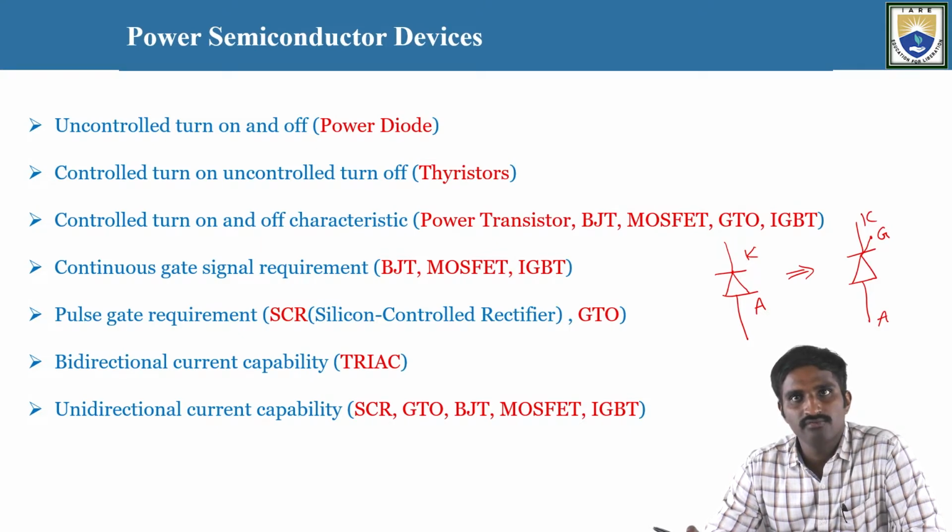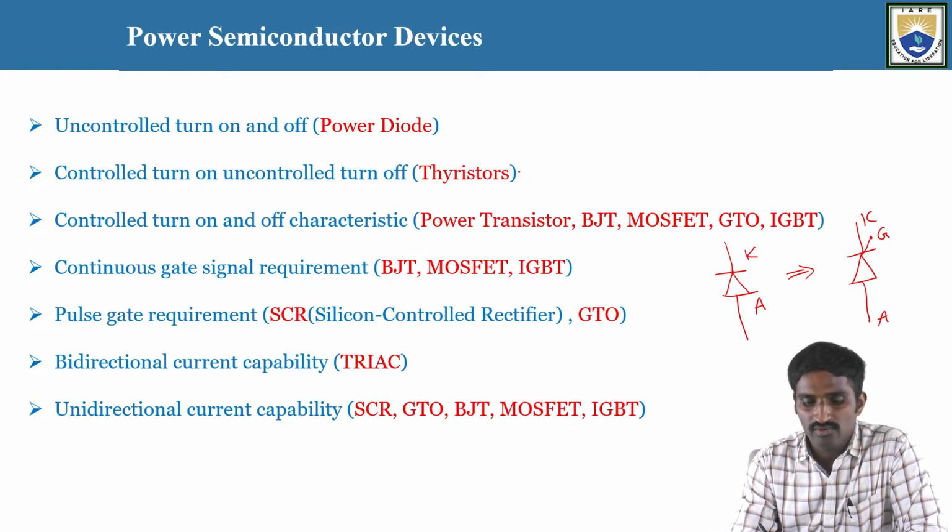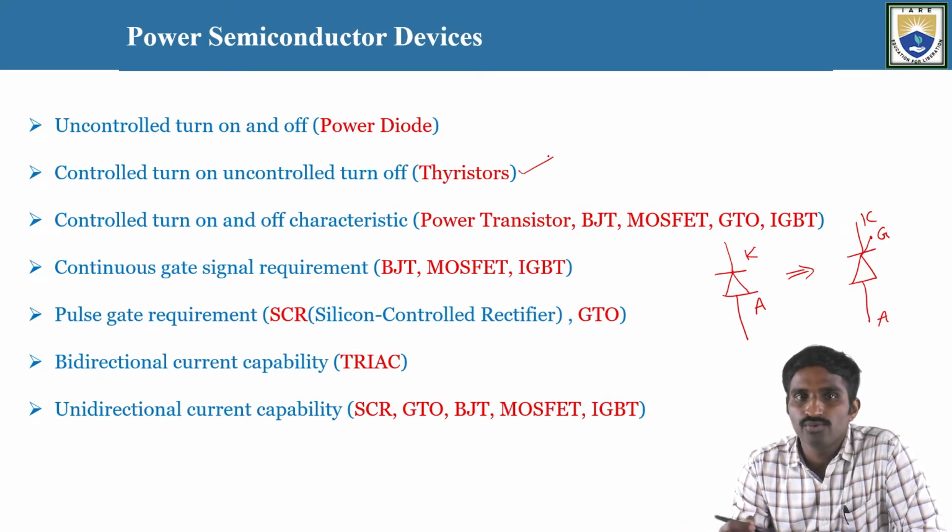And here, the main difference between the turn-on process of the thyristor and the BJT, MOSFET and IGBT is that the thyristor need not require a continuous gate signal to remain turned on. We just need a gate signal to turn it on. Once it is turned on, we can remove the gate signal. Even if you remove the gate signal, the thyristor will still remain in the turned-on position.